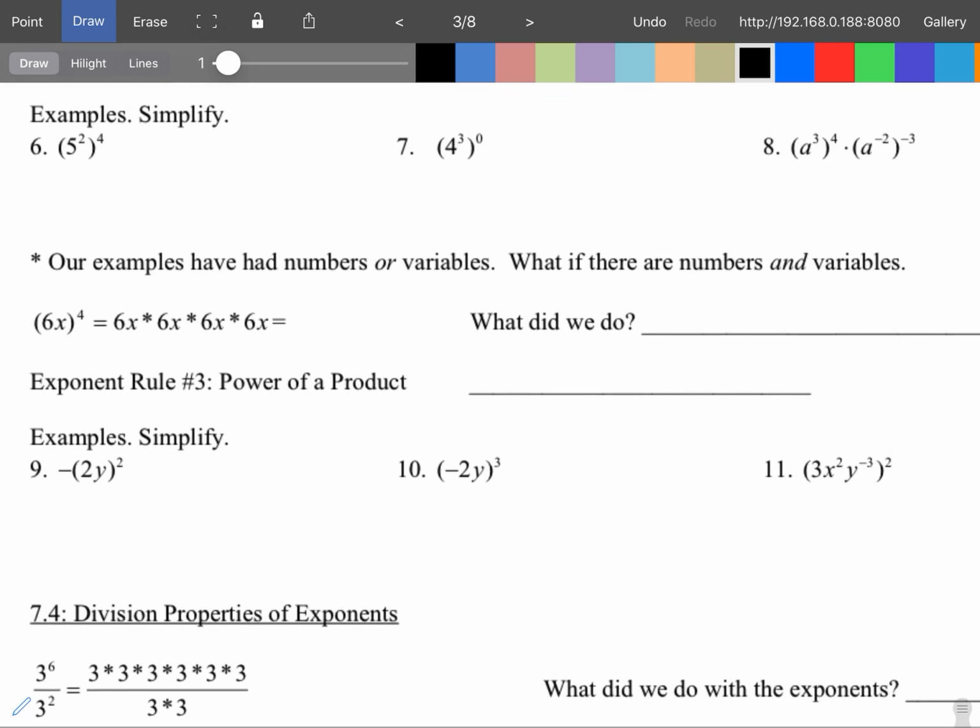So this one, we're going to start out, again, we've got a power raised to a power here, so we're going to multiply these. So that's going to give us a to the 12th power, because 3 times 4 is 12. And then that's going to be times a to the, well, again, we're going to multiply these powers. So negative 2 times negative 3, that's going to give us a positive 6.